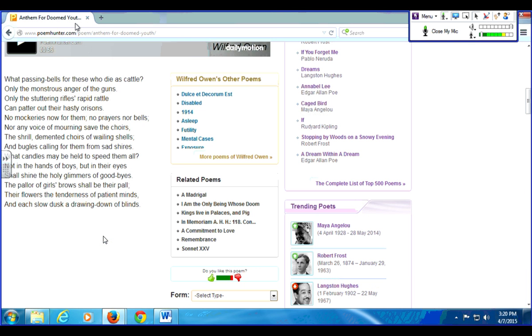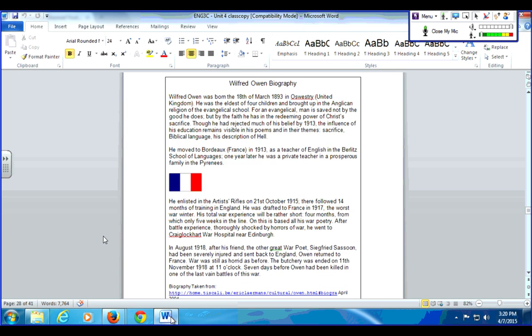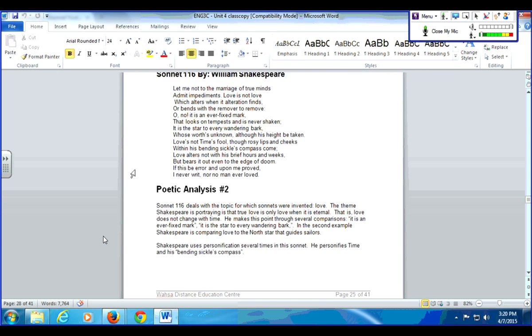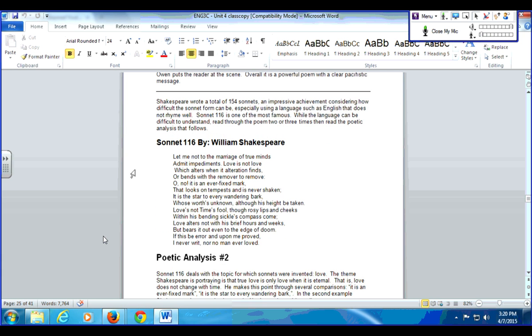So that's one example. What we're going to do next, we're going to jump back to our unit, and we're going to look at our next poem and now analyze that. Our next one is a sonnet by William Shakespeare. He's a very famous playwright. He wrote a lot of plays, and he also wrote poetry. Normally it's known as sonnets.